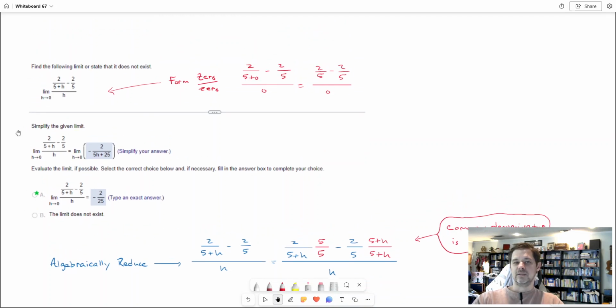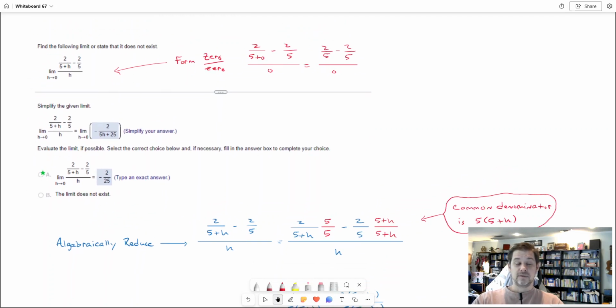Okay, so that's another example of a limit of the form 0 over 0. What they might all have in common is this algebraic reduction. It might take different forms depending on whether you have roots or whether you can factor, or in this case fractions, but they'll all have that first step in common each time.